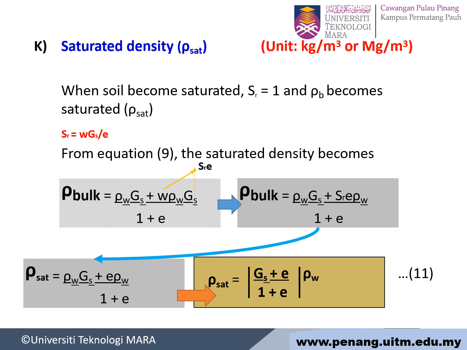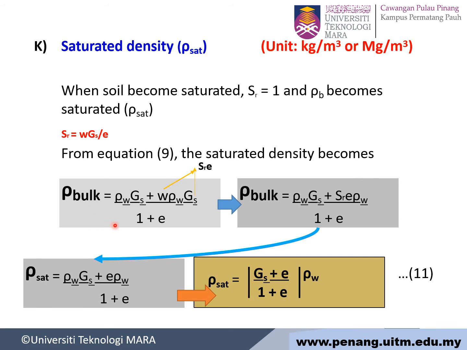Now we go for the saturated density. For information, saturated density is related to the bulk density. The difference is, bulk density is for partially saturated soil. For fully saturated soil, we call it the saturated density. For saturated density, Sr is equal to 1 because it is 100%. So rho bulk becomes rho saturated.